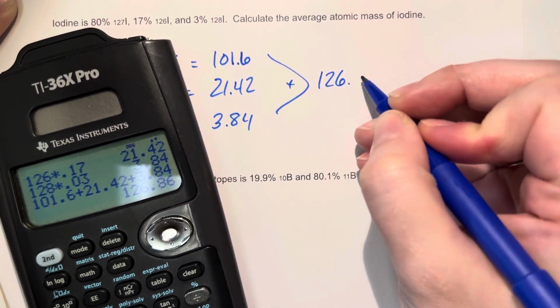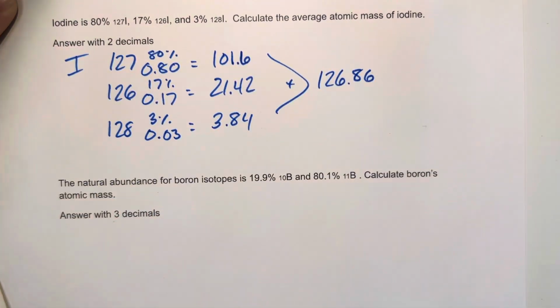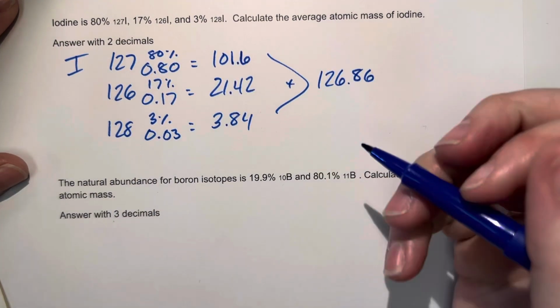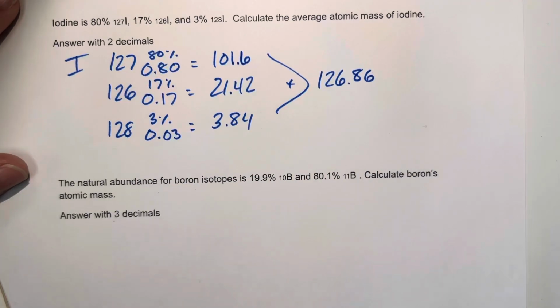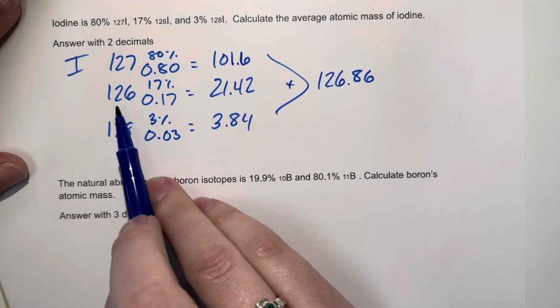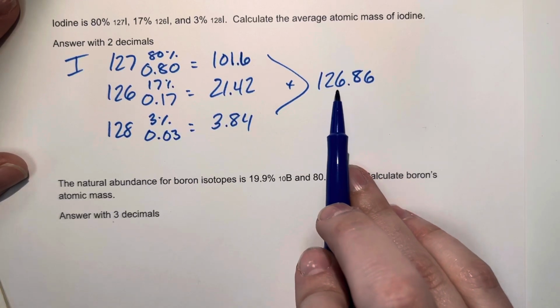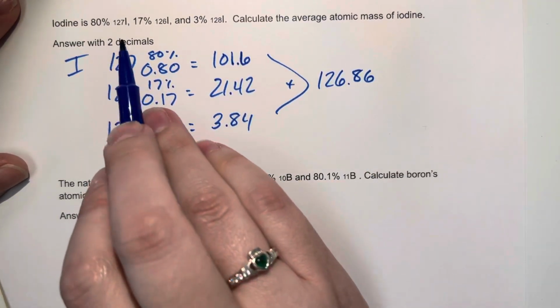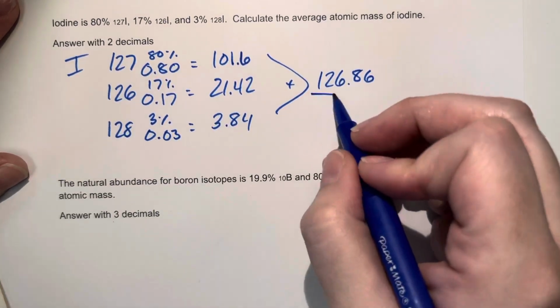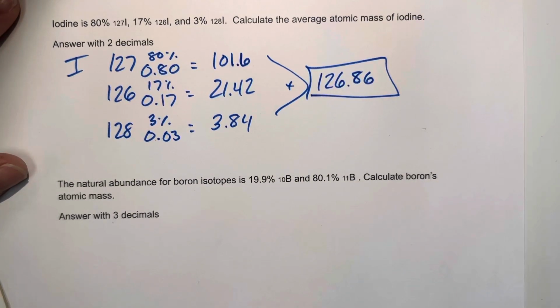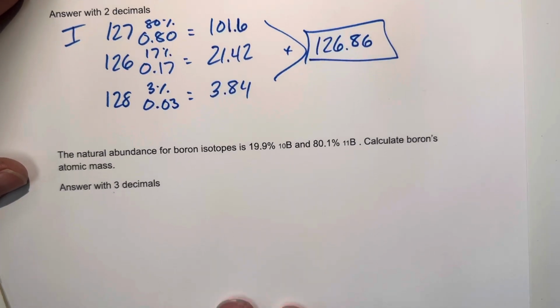gives me 126.86. Checking to make sure that that makes sense. This number should be between all of these. My lowest isotope mass was 126. My highest was 128. This is in between those, so that seems reasonable. I'm asked to answer with 2 decimals, and this is 2 decimals, so this would be my final boxed answer.